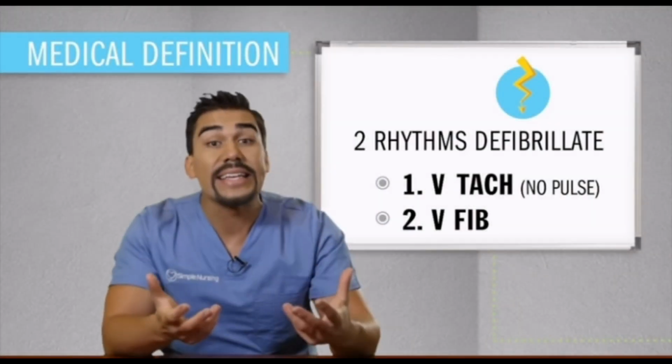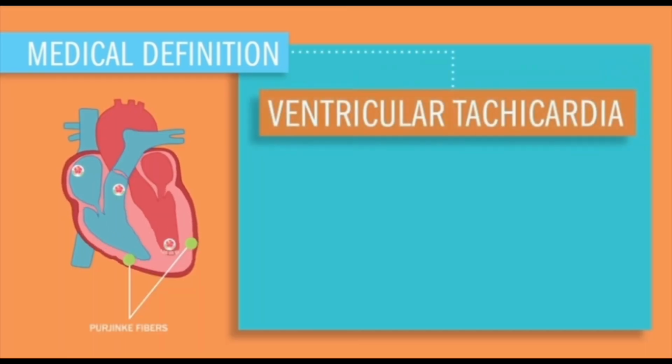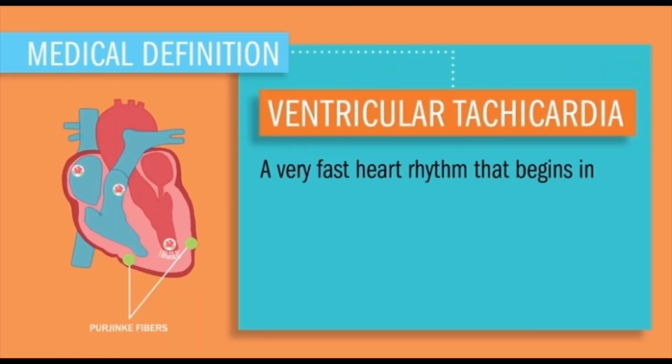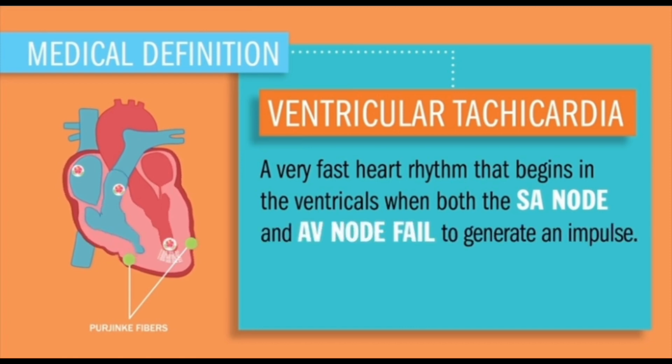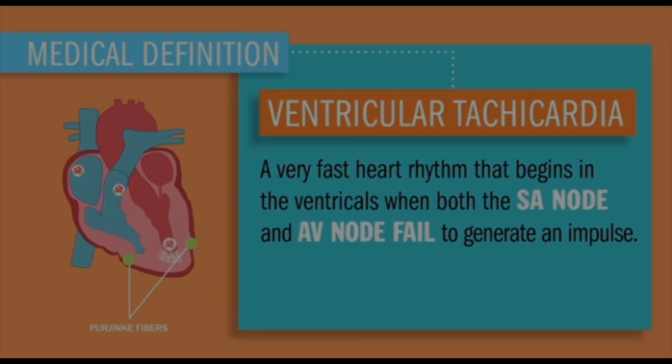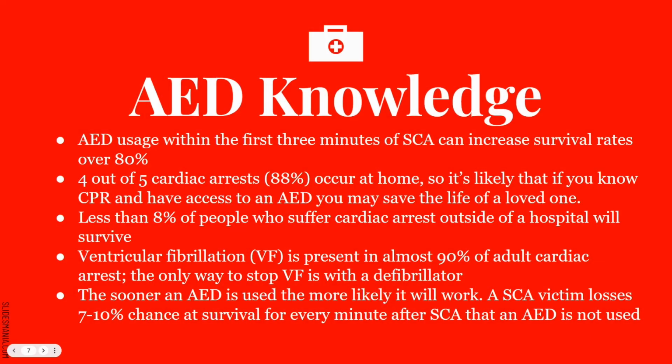Now, what exactly is VTAC? Ventricular tachycardia is a very fast heart rhythm that begins in the ventricles when both the SA node and the AV node fail to generate an impulse. The sooner an AED is used, the more likely it will work. What we're saying about this is the sooner you use the AED, the more likely you can correct that ventricular fibrillation or that abnormal heart rhythm.